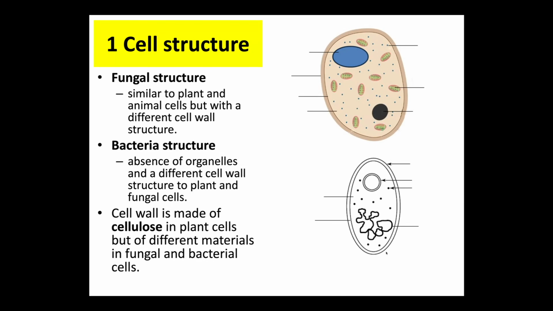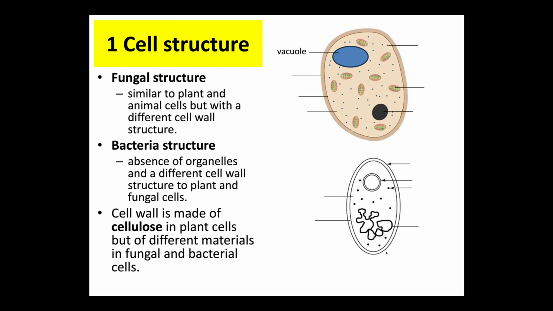Moving on, the third cell type we're going to look at today is the fungal cell. So the fungal cell is similar to the plant cell in many ways, and in many ways to the animal cell, but it's more similar to the plant. But it has a very different cell wall structure to the plant. Okay, it's made of a different material. The plant cell wall is made of something called cellulose, whereas the fungal cell wall is made of a different material. At National 5 level, you don't actually need to know the name of that material.